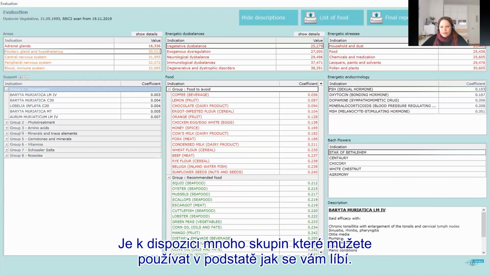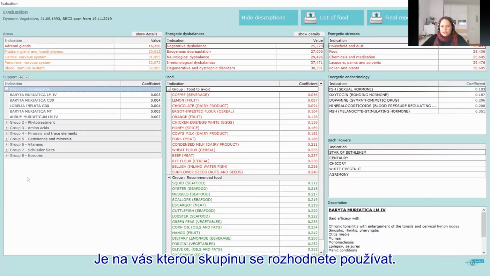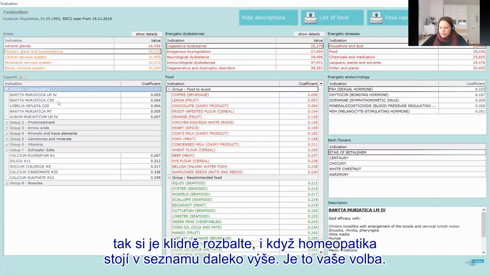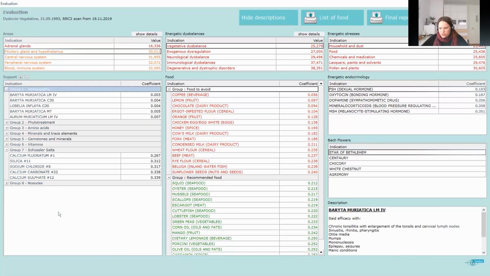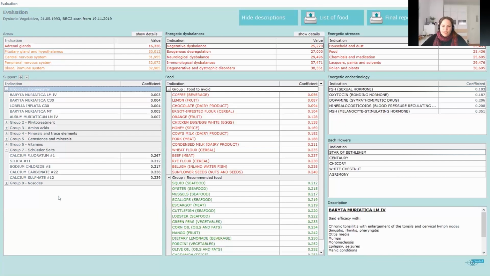And we have a lot of groups so that you can use whatever you want. You don't have to use all of it. It's your decision what kind of group you use. So when you say, I always work with Schüssler salts, I just open it, even if the homeopathic remedies are much higher listed. This is your free choice, or the choice of your therapist, how you use it and what kind of group you use. Please know this is free for you to use like you want to.